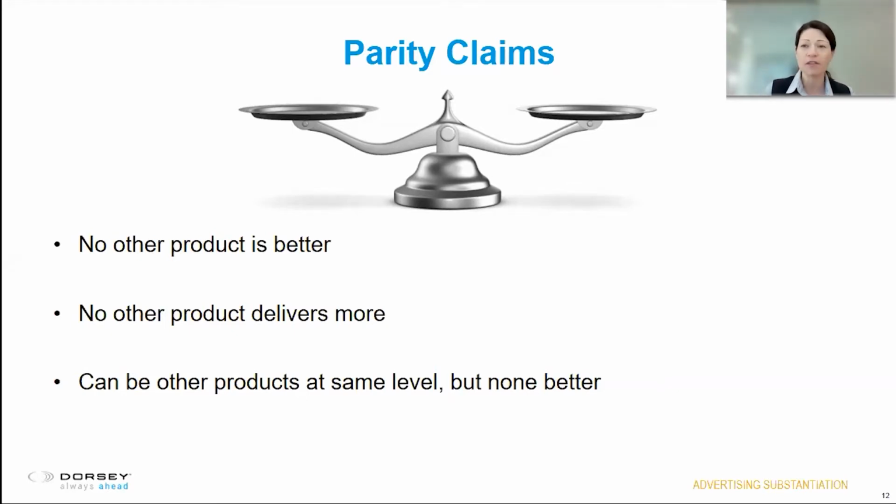So parity claims are the other category of comparative advertising claims. These compare a product to others in the marketplace, but don't assert that their product is better, just that it's as good as the other products in the marketplace. So examples are no other product is better, no other product delivers more. And like superiority claims, these claims require substantiation, but they just must show that your product operates at the same level and not that it operates any better.